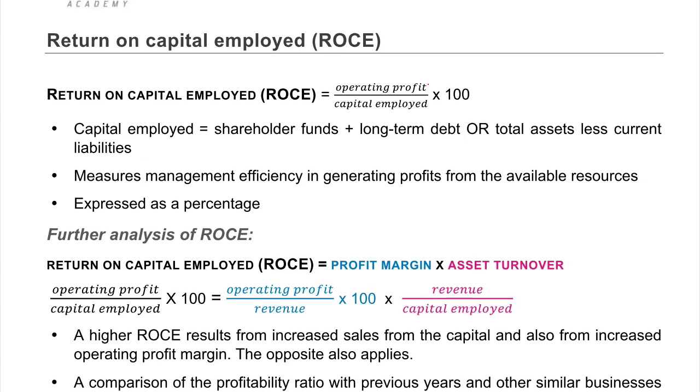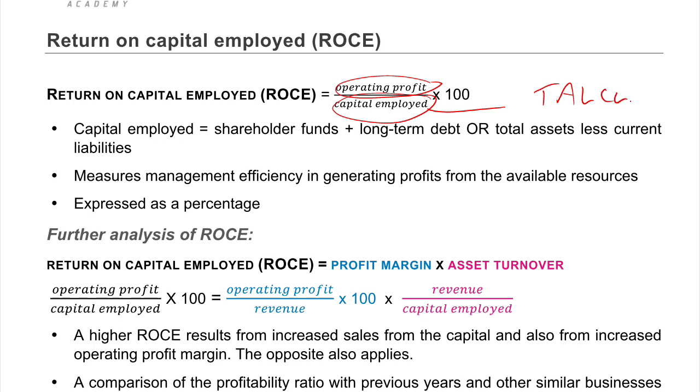So we've got operating profit, which is PBIT. We have a capital employed, which can measure either as equity plus long-term debt on the balance sheet, or total assets less current liabilities. And that's going to give you a percentage measure of performance.